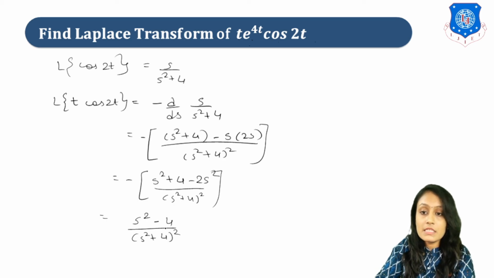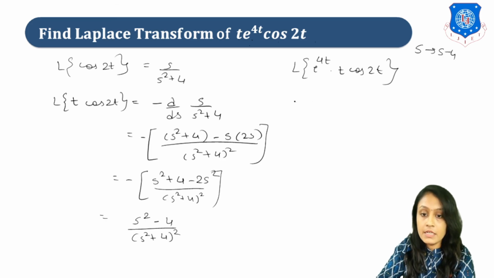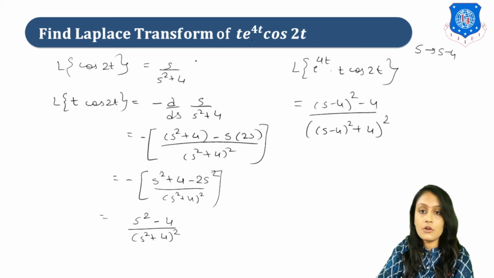Now in this answer we have to apply e raised to 4t. So e raised to 4t into t cos 2t. If we are applying e raised to 4t, what does it mean? In place of s we have to write s minus 4. So in this answer, in place of s, just write down s minus 4. So this is (s minus 4) whole square minus 4 upon (s minus 4) whole square plus 4 whole square. This is your final answer of the Laplace transform of t e raised to 4t cos 2t.